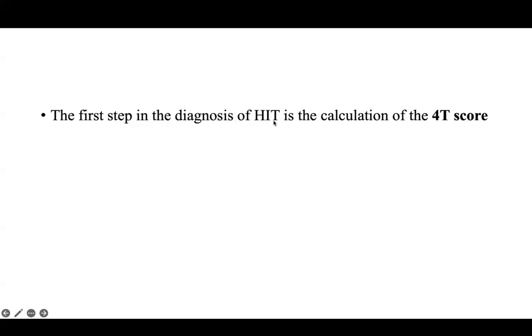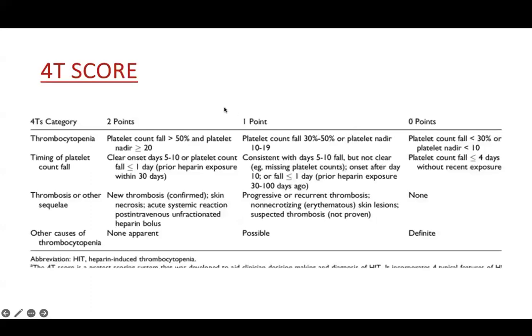The first step in the diagnosis of HIT is the calculation of the 4T score. So this score is important. It basically consists of four components: the amount of thrombocytopenia, for which points are given as 2, 1, and 0; the timing of platelet count fall, that is, when the platelet count actually starts falling after exposure to heparin; thrombosis or other sequelae, if there are any; and other causes of thrombocytopenia, whether apparent, possible, or definite. So based on these four factors, the 4Ts, the score is given.